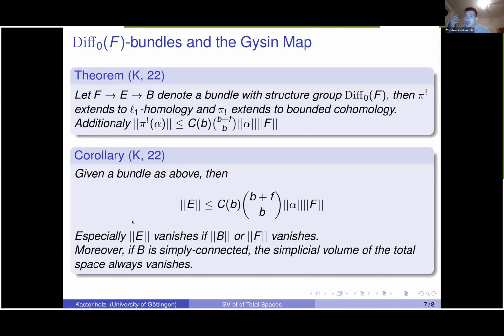And of course, this is, for example, in stark contrast to what we had in the mapping torus case, where since the fiber was inessential, its simplicial volume was 0, while the total space had non-zero simplicial volume. And moreover, if the base happens to be simply connected, then you can always reduce the structure group to be the identity component of the diffeomorphism group. So in that case, you get that the simplicial volume of the total space always vanishes. So the simplicial volume gives an obstruction to fibering over something simply connected. So this is somehow the answers I came up with.